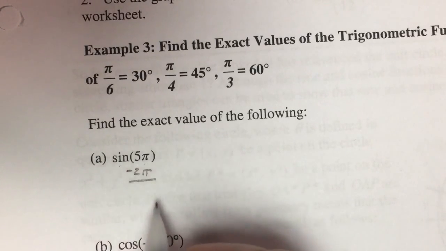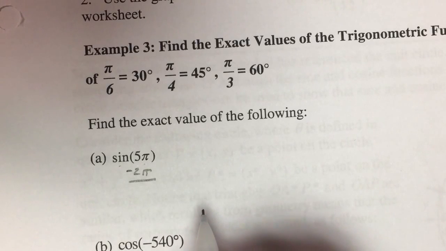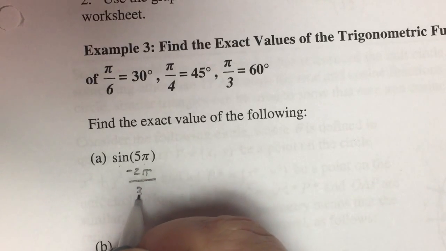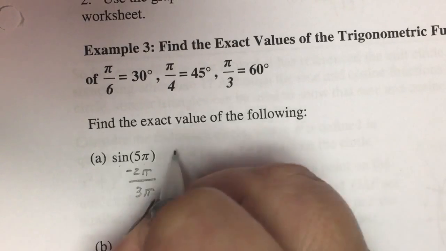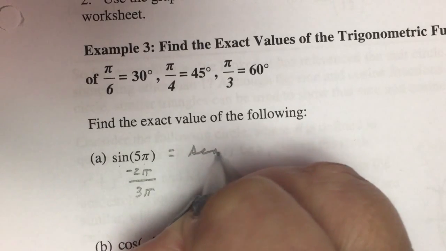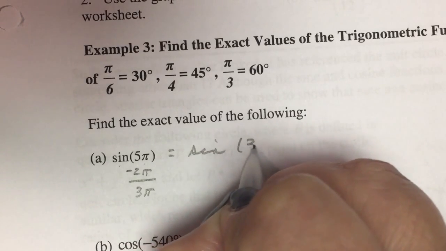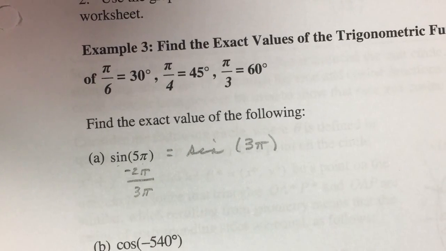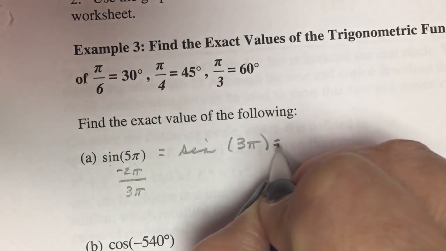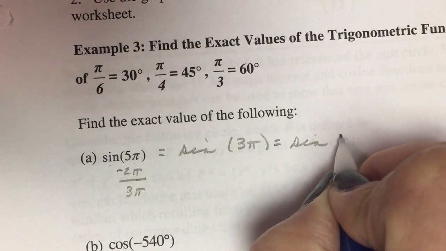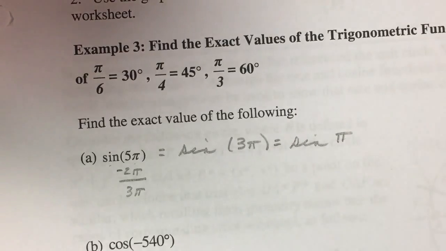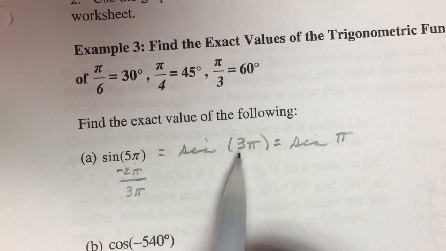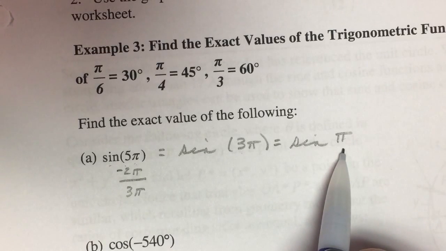Why do we want to do that? Because 2 pi gets rid of a revolution. So that gives me 3 pi. So the sine of 5 pi is the exact same thing as the sine of 3 pi. But I can subtract 2 pi from that again and get rid of another whole revolution and simply get the sine of pi. So these are all equivalent. 5 pi looks exactly the same as 3 pi, which looks exactly the same as pi.